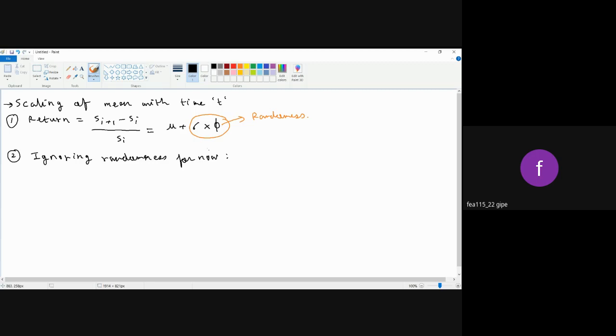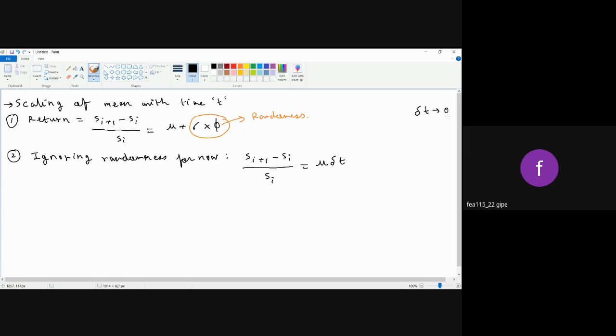S_{i+1} minus S_i. All of these are subscripts, by the way, i plus 1, i, etc. upon S_i. This is equal to mu into delta t. So let's say delta t is my very, very small time step. We'll have delta t tending to 0. That way I have a very, very small time step.